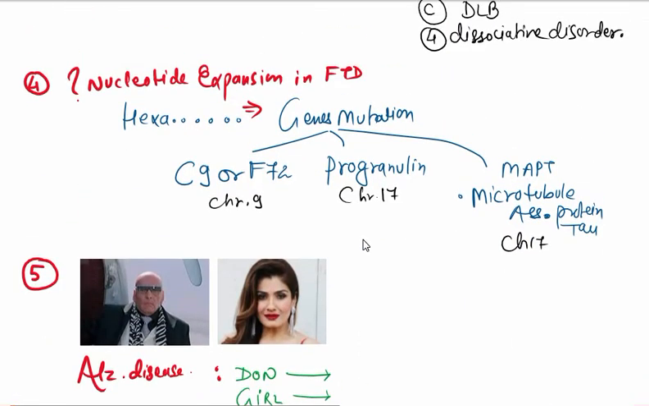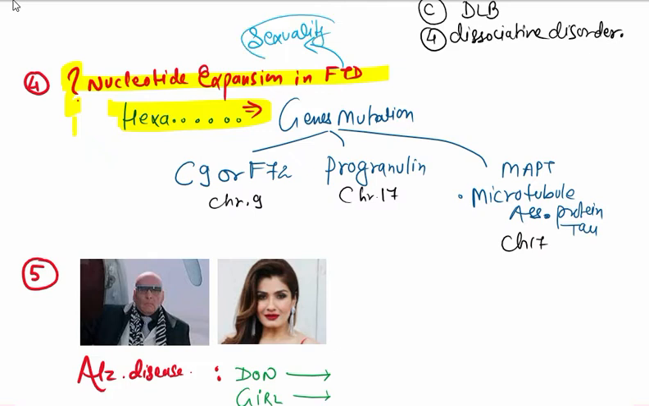Next question. What nucleotide expansion is seen in FTD? So this is the hexanucleotide expansion. So how can we remember? In the previous question we have seen a sexuality problem. It has S, 6. Hexa is 6. So hexanucleotide expansion in FTD is the problem.